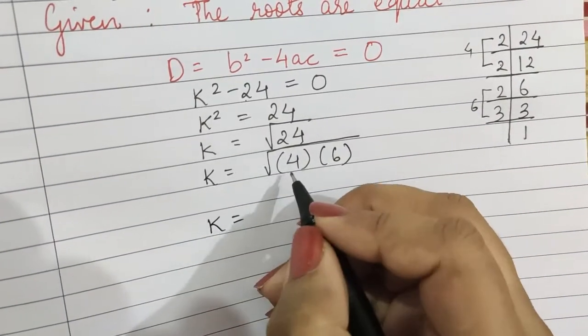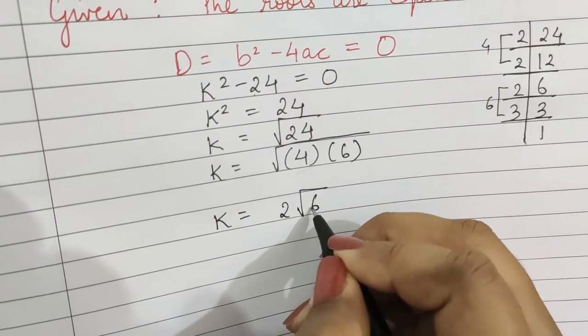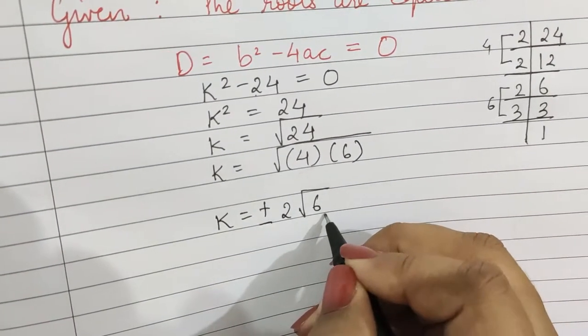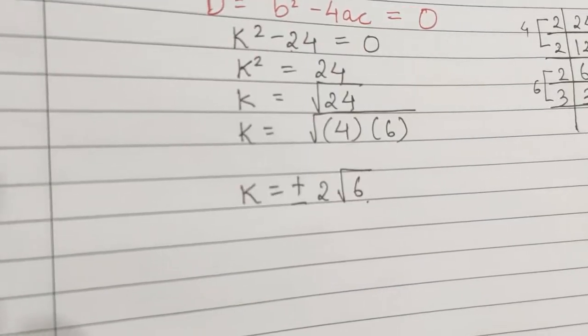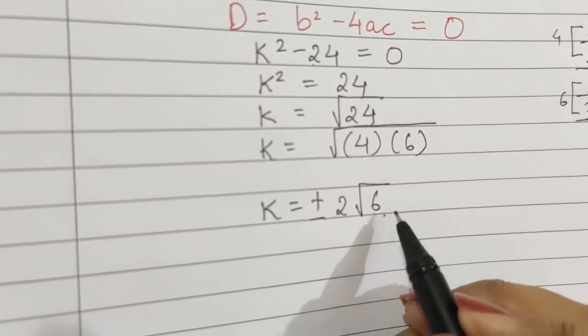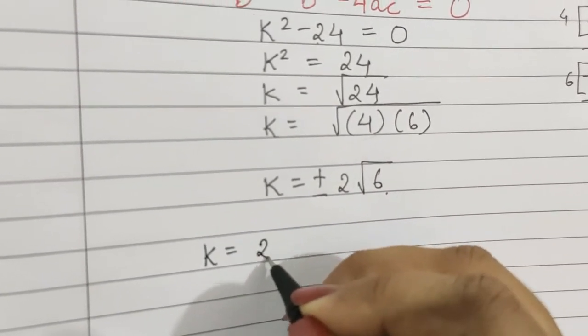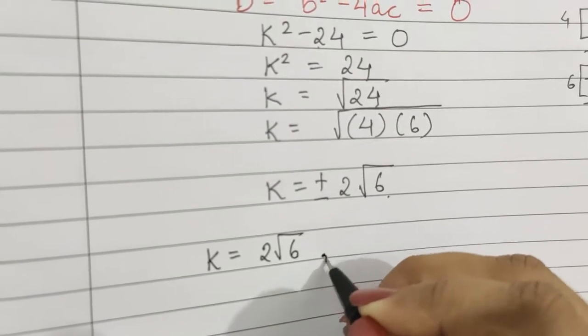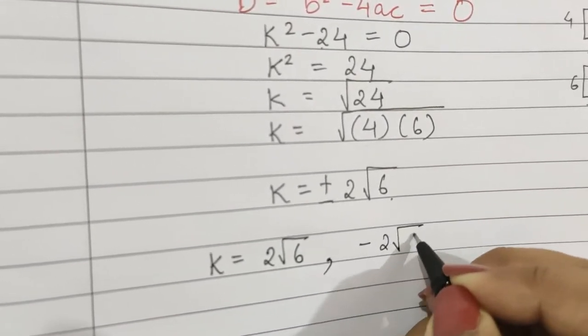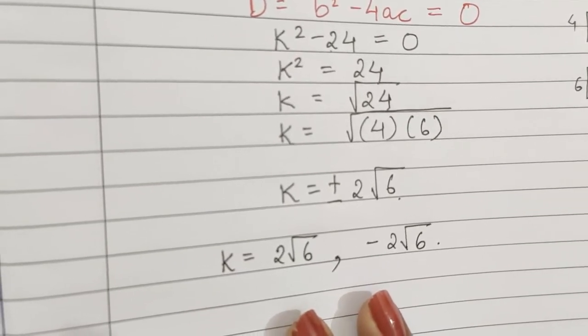K is equals to, this 4 will come out, this will be 2 root 6 plus minus 2 root 6. Now we have got K equals to plus minus 2 root 6. So your values will be K equals to 2 root 6 and minus 2 root 6. So these are your roots.